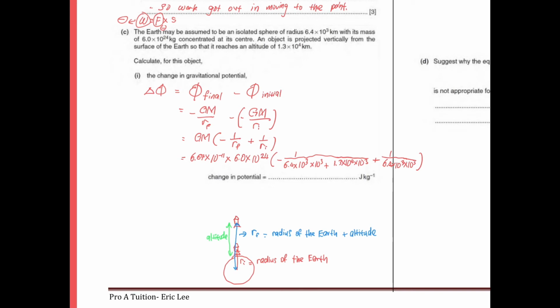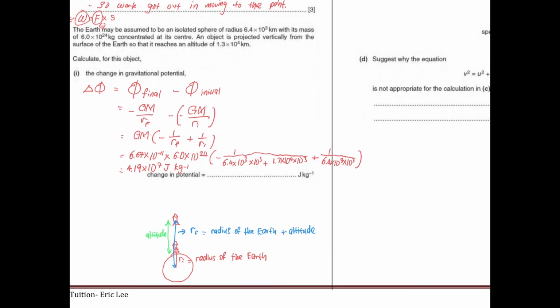Then we press the calculator for everything here. Then we will get 4.19 times 10 power 7 joule per kg. That's the answer. That is the change in gravitational potential. Okay, so now this side.